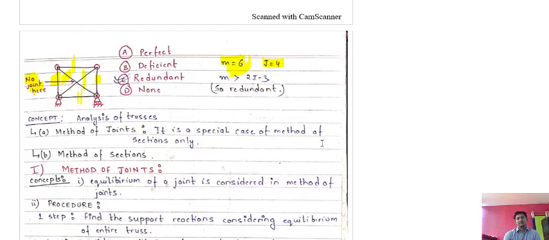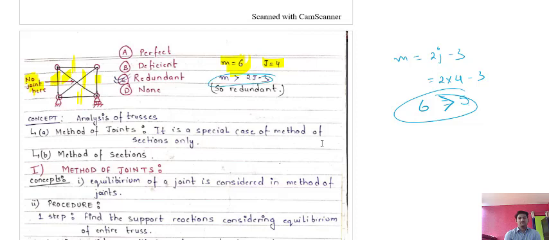According to the equation 2j minus 3, the number of joints is 4, so 2 times 4 minus 3, that is 8 minus 3, which is 5. We have 6 members, so members are greater than 2j minus 3. That means if members are greater than 2j minus 3, it is a redundant structure.